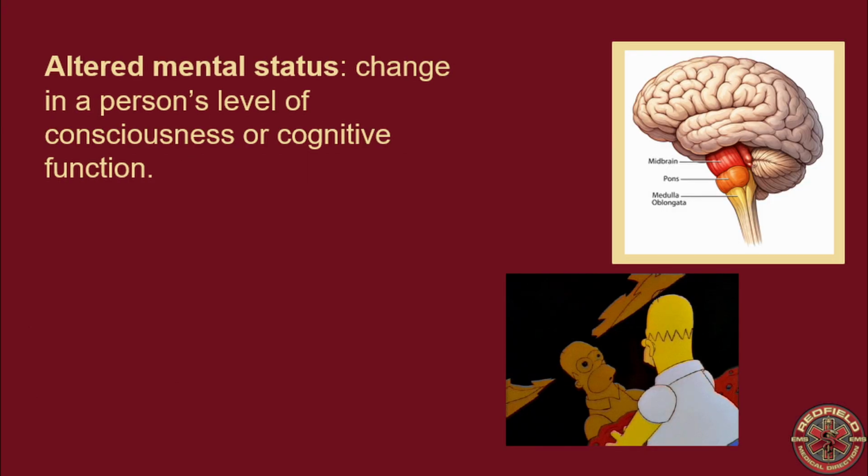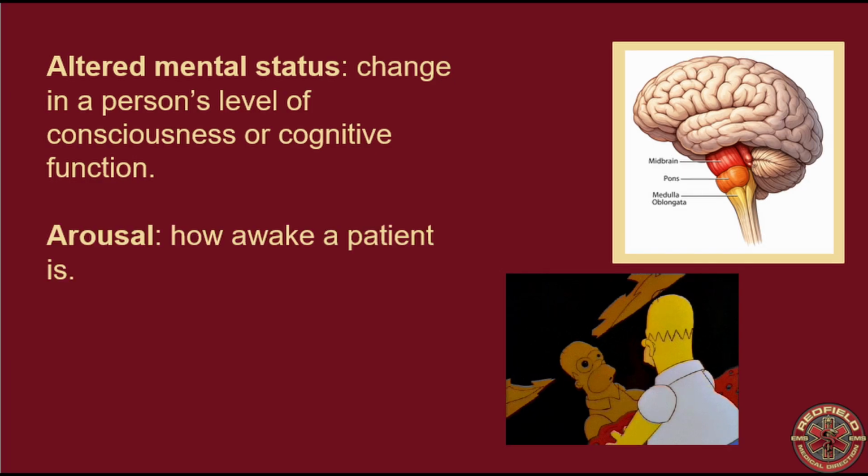Altered mental status is defined as a change in a person's level of consciousness or cognitive function. Consciousness itself has two major components. The first is arousal, which is how awake the patient is. Can they be awakened? Can they stay awake? Are they unresponsive? Arousal is controlled in the brainstem, and if the brainstem is compromised in any way, like with a stroke, patients can decompensate quickly, usually from airway and breathing problems.